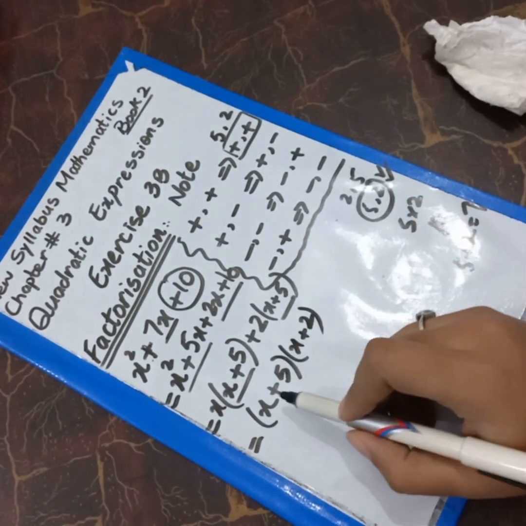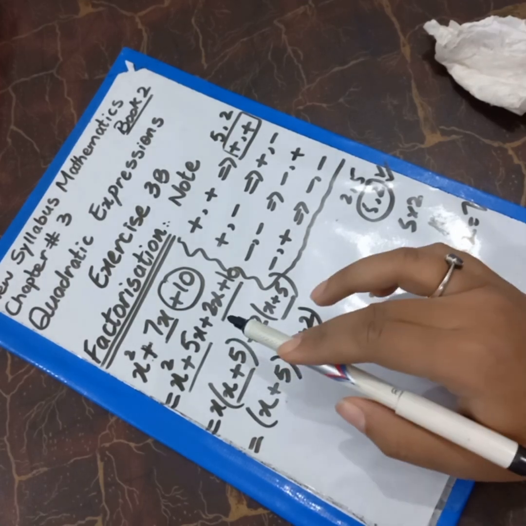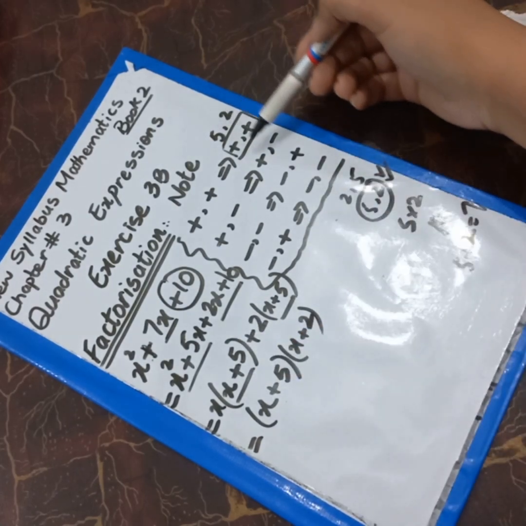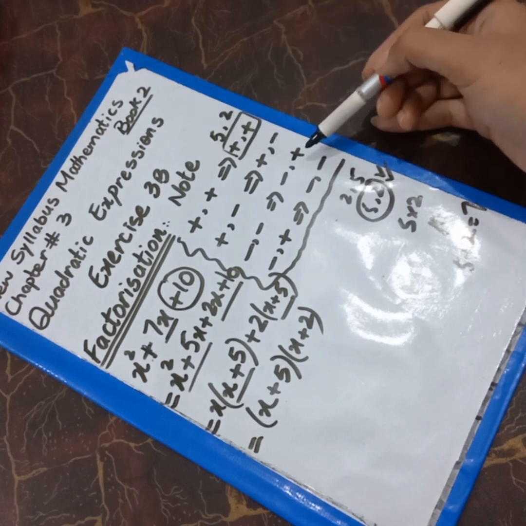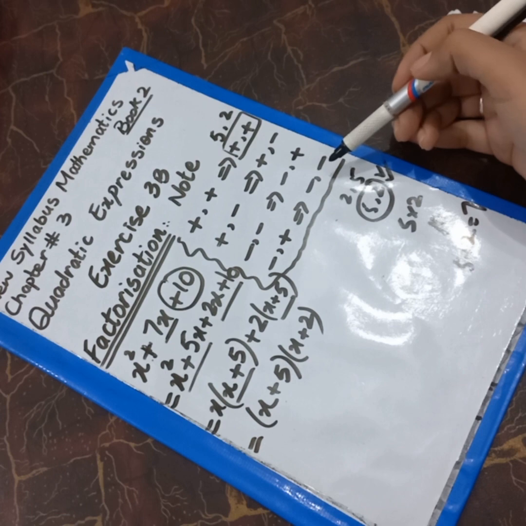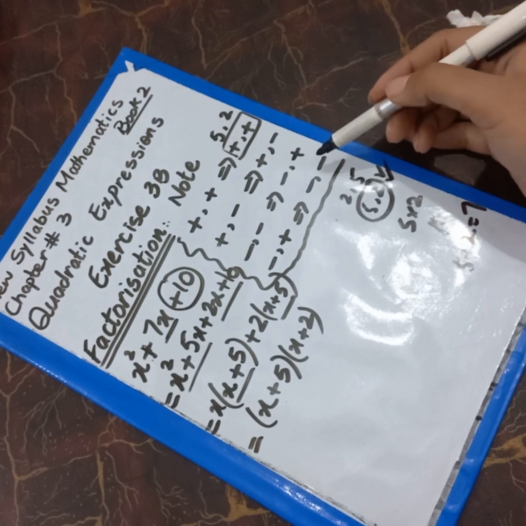This is how you have factorized the quadratic expression easily using this rule which I have told you. When you follow this rule, there will be no mistake. There will be no chance of mistake if you follow these rules. I'll do one more example for you. It will make you more clear.